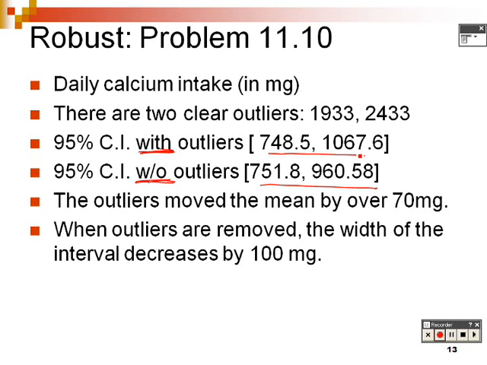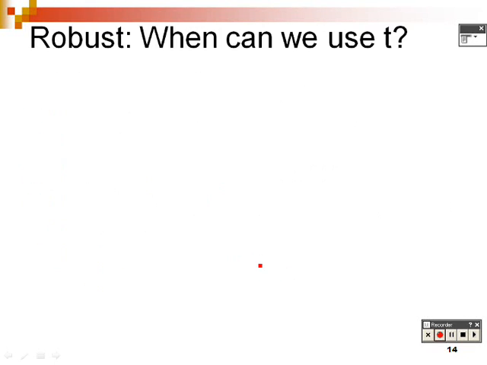And the interval is the thing that is controlled by t. Right? It's that t-score that tells you how wide the interval is going to be. When we got rid of the outliers, we decreased the interval by an entire 100 milligrams, which is important. So the upshot is be careful of outliers whenever you are working with a t-statistic. It's the one place where it's not very robust.